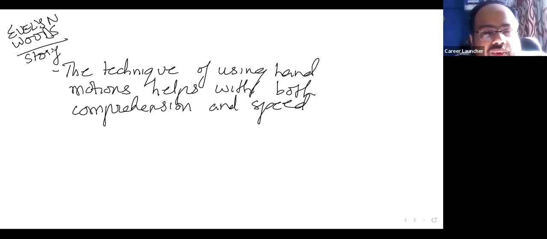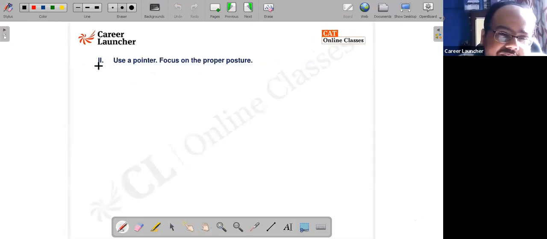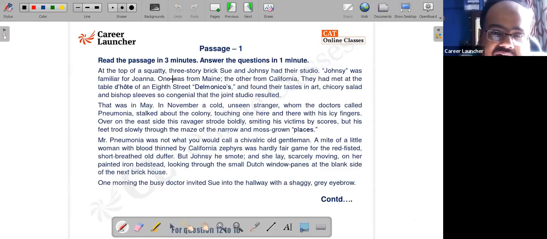Okay. Now what we'll do is let's do a regular reading comprehension exercise. I'll tell you what needs to be done now. See, this is the point that I was talking about. So this is the second point. Our first point was about focusing on ideas rather than on facts. The second point is using a pointer. So this is what I've discussed in the last 5 to 7 minutes. Now let's do a regular reading comprehension exercise.